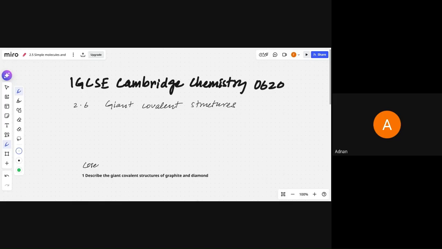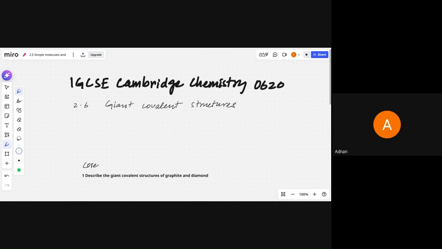So okay, now let us begin. In this lesson, we will be covering 2.6 giant covalent structures. In our previous lesson, I introduced what giant covalent structures are while I was explaining simple molecular structures. I had to talk about giant covalent structures so that you can understand simple molecular structures much better. But in this lesson, we will be talking about giant covalent structures in more detail.